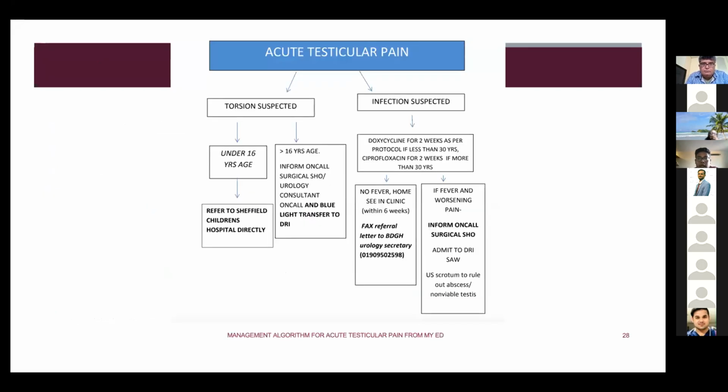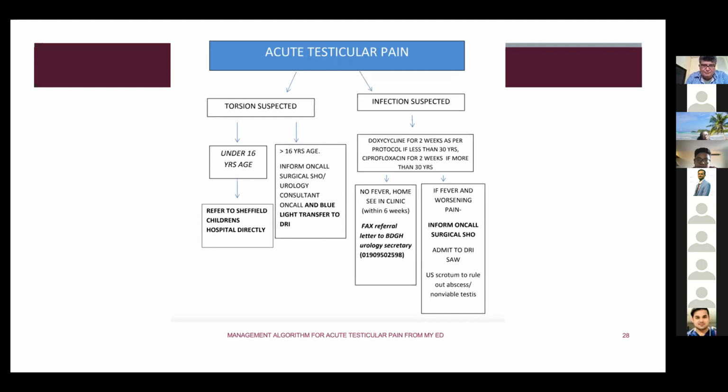So this is one of the management algorithms for acute testicular pain, taken from my ED as well. If torsion is suspected, in children we will need to refer to Sheffield Children's; for those more than 16 years of age, if in Bassetlaw, they should be sent over to DRI.